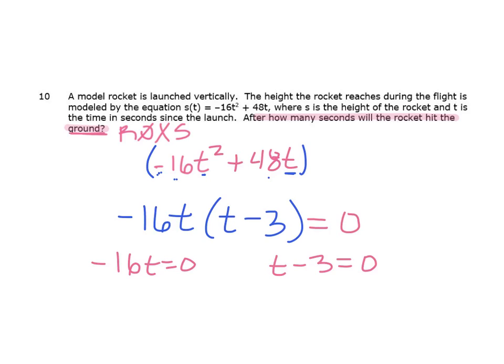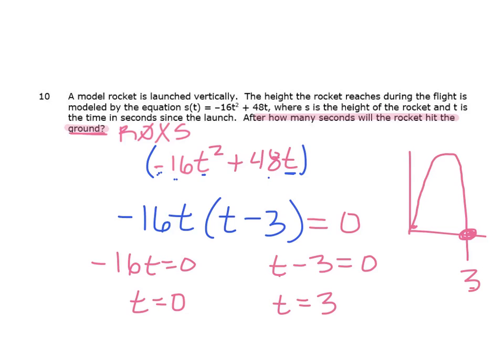Anything divided by 0 is 0. So here I have one x-intercept at 0. And then my other one, if t minus 3 equals 0, that means my t has a value of positive 3. So I have another x-intercept at a positive 3. In the verbal situation, time starts at 0. The rocket is launched. It goes up and it comes back down. And when it comes back down and hits the ground, that is our 3 seconds. All right. Good luck.